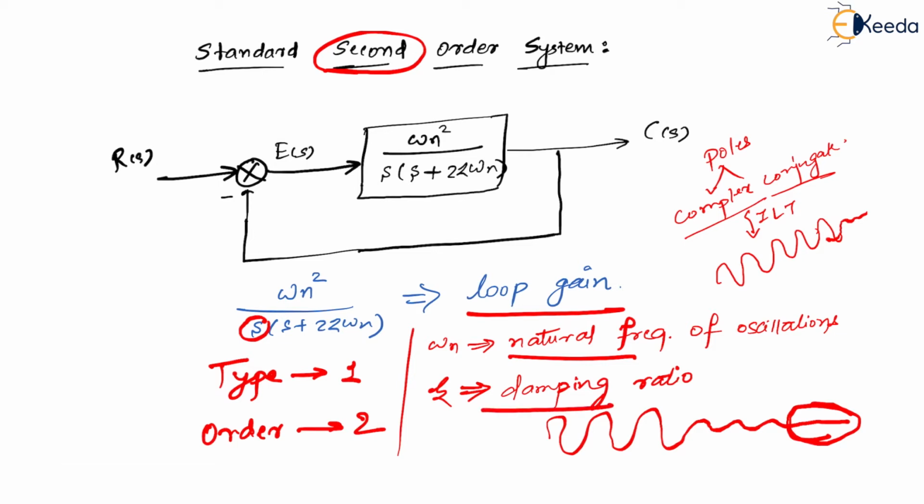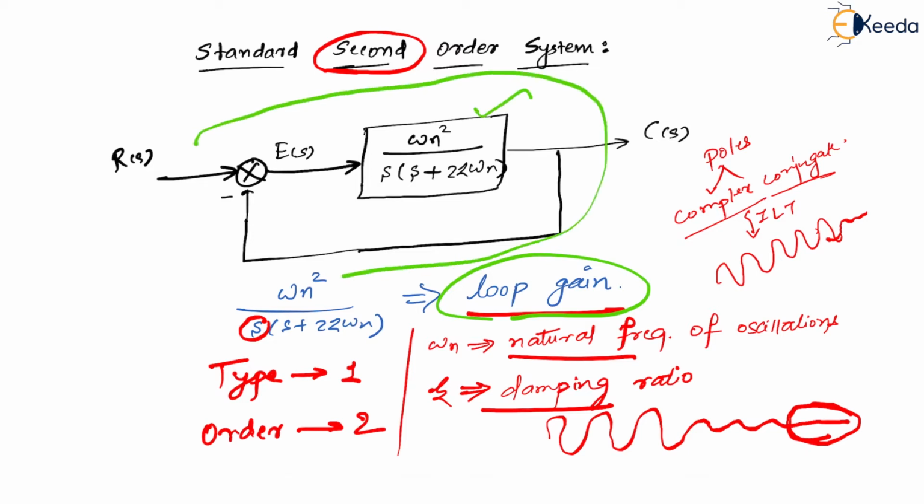Is that correct? Now let us see what is overall transfer function for the system. Means whatever we have seen till now is the loop gain, correct? About this loop gain, but what is the overall transfer function of this system?